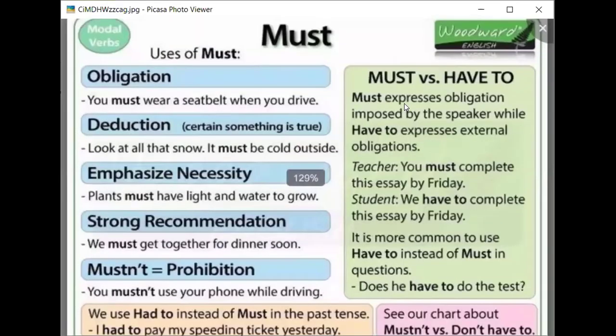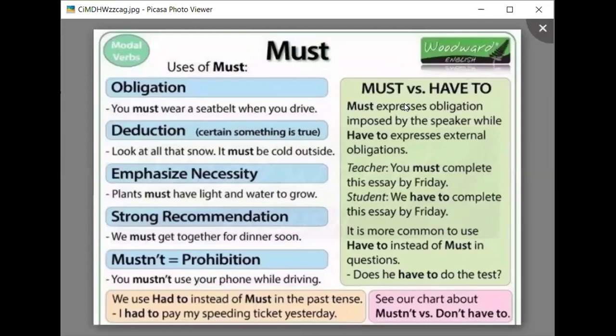Must expresses obligation imposed by the speaker while have to expresses external obligations. Teacher, you must complete this essay by Friday. Student, we have to complete this essay by Friday. It is more common to use have to instead of must in questions. Does he have to do the test?